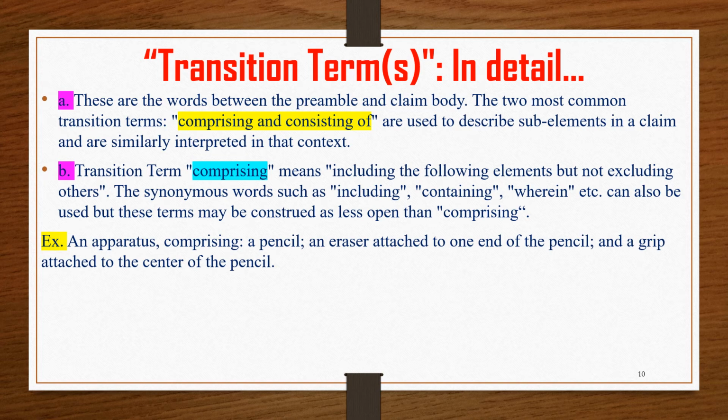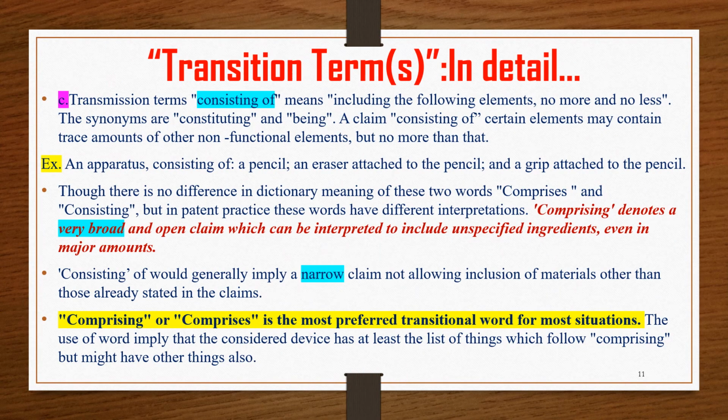For example, an apparatus comprising a pencil, an eraser attached to one end of the pencil, and a grip attached to the center of the pencil. I hope it is clear now. Next point is that transition terms in detail is continuing in this slide as well. And the next point here is the transition term consisting of, which means including the following elements, no more and no less.